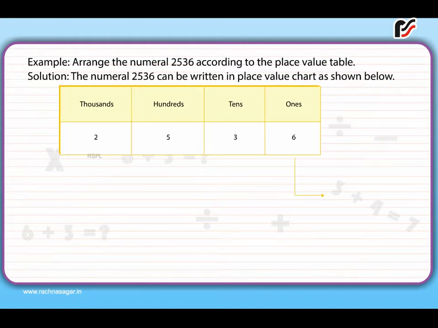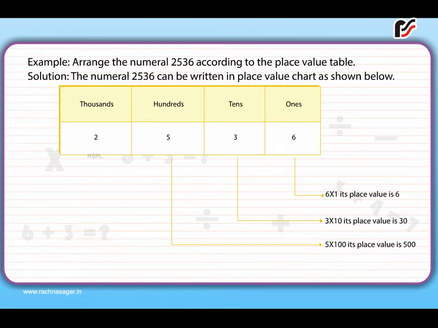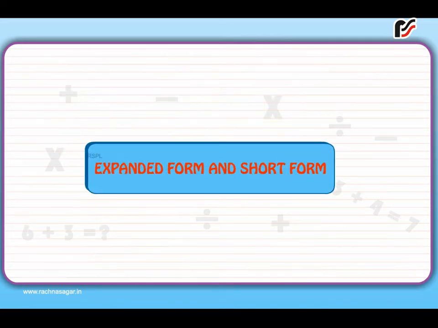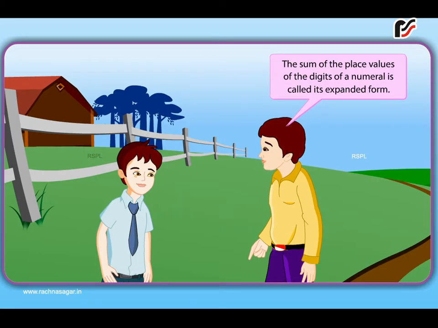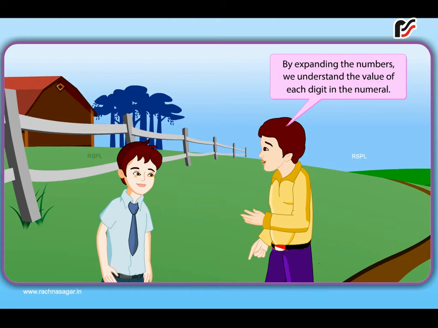Here, the place value of 6 is 6. The place value of 3 is 30. The place value of 5 is 500. The place value of 2 is 2000. Expanded form and short form. The sum of the place values of the digits of a numeral is called its expanded form. By expanding the numbers, we understand the value of each digit in the numeral.